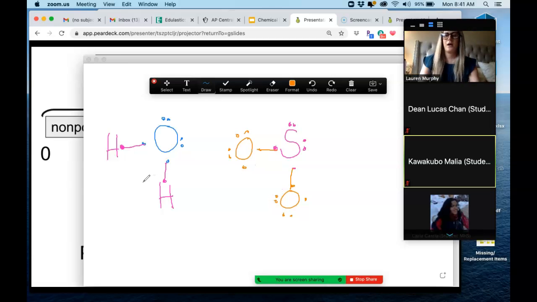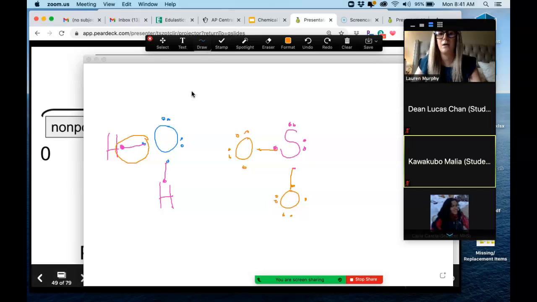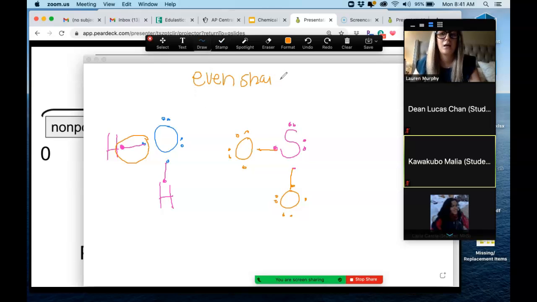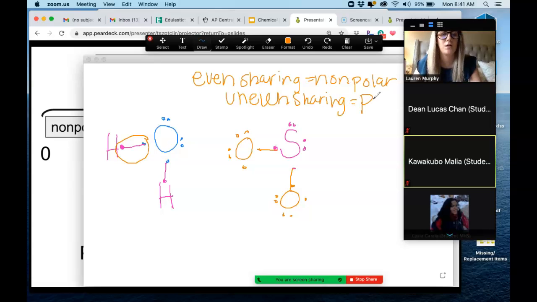It's okay. All right, so we're trying to find bond polarity, meaning is there even or uneven sharing in the bond? Now remember, even sharing is called non-polar. Uneven sharing, meaning one is more electronegative than the other, is called polar. So what we're going to do is look up their electronegativities.